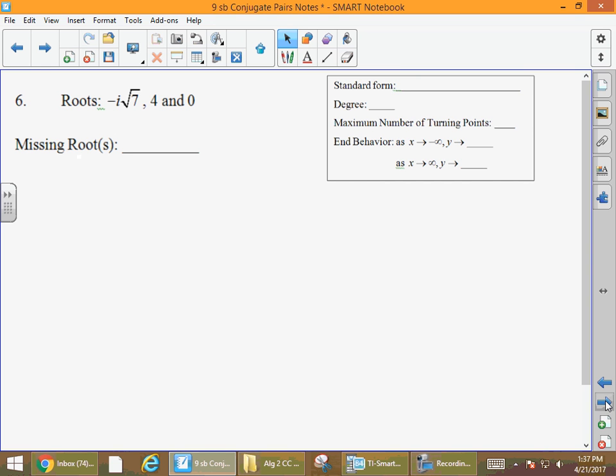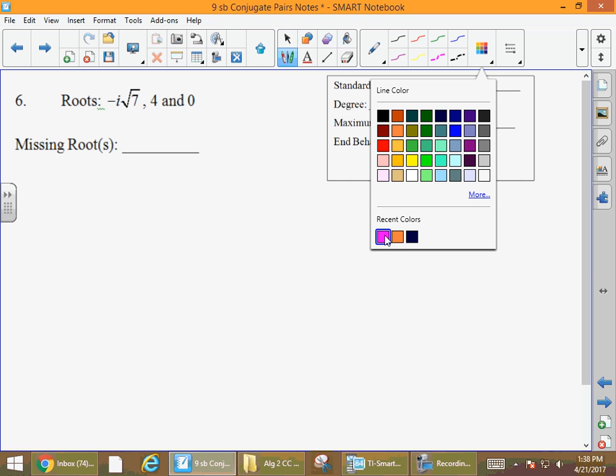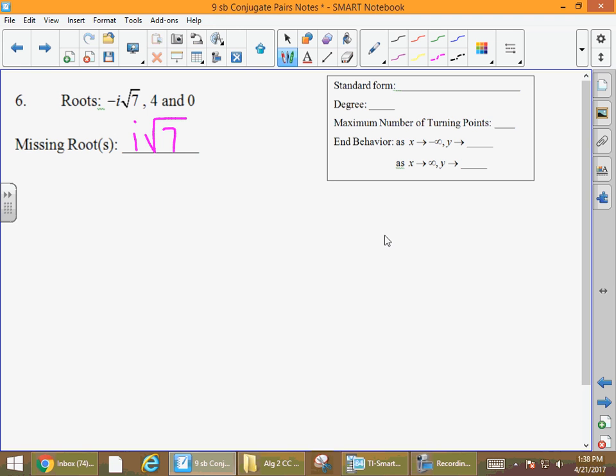Now, we've been applying the conjugate pairs theorem to the i's, which we'll continue to do, but the fact that there's a radical in here doesn't change the conjugate pairs theorem. We have negative i times the square root of 7, we've got 4, we've got 0. What's our missing root, if any? Well, our missing root is positive i times the square root of 7.